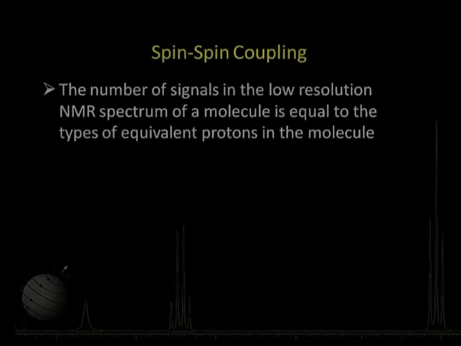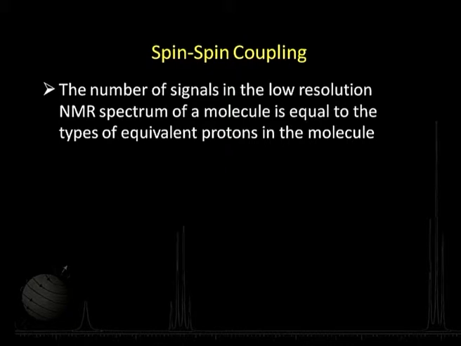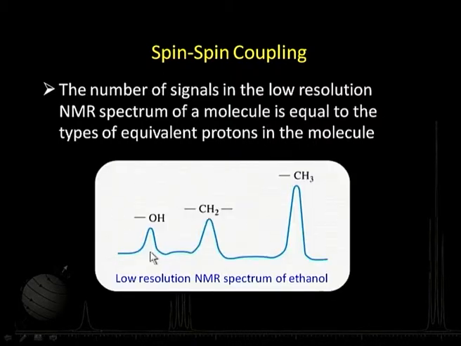Now, what basically is spin-spin coupling? To understand that, just try to recall again. We know that the number of signals in a low resolution spectrum of a molecule is typically equal to the types of equivalent protons in the molecule. Look at this spectrum here. This is a very sketchy spectrum of the ethanol molecule. In ethanol, as I have been telling repeatedly, there are three kinds of protons: the terminal methyl, methylene, and hydroxyl groups. Each one of them gives me one signal, and that indicates that these three protons are of three different types. That's the kind of spectrum I get at low resolution.